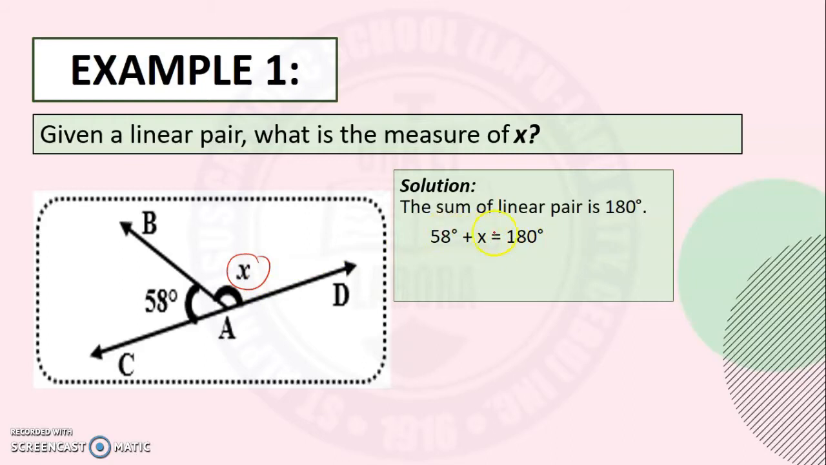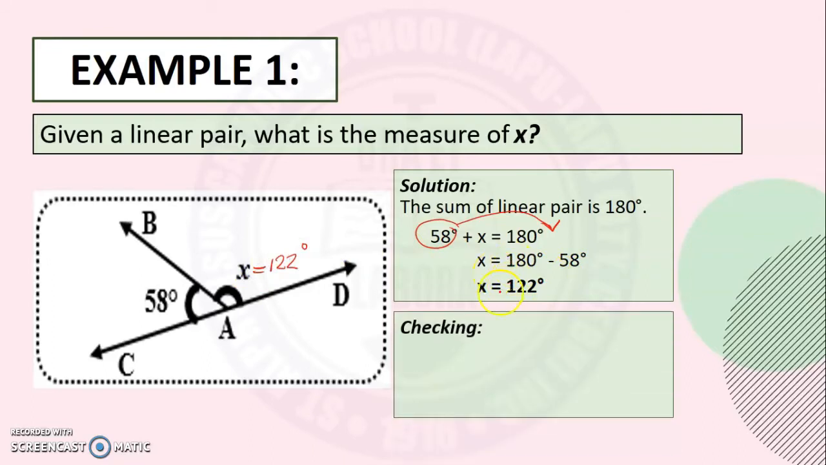Now, we need to solve for x. To solve for x, we need to transpose 58 to the right side, and it will become negative 58. Let's simplify. 180 degrees minus 58 is 122 degrees. So that means the measure of angle x is 122 degrees.